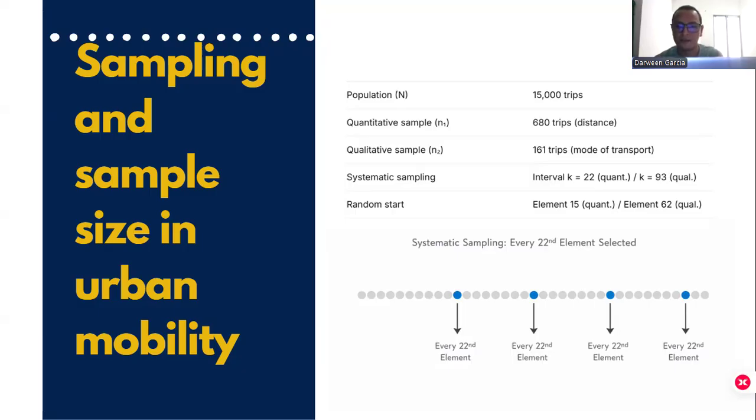How did I select that sample? I used systematic sampling. This means that instead of choosing randomly one by one, I define an interval. For example, for the distance variable, the interval was 22 and I chose a random start at element 15. This ensures that the sample is equally distributed across the entire population.